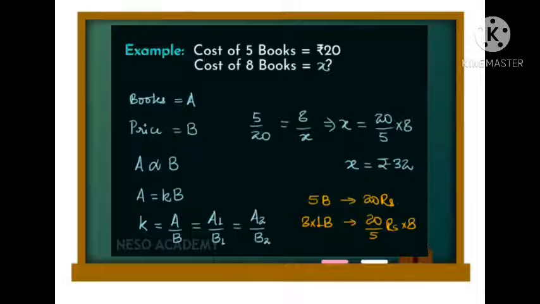The same answer you can have following the unitary method as well. 5 books is equal to 20 rupees, so 1 book will be 20 over 5 rupees, and therefore 8 books will be equal to 20 over 5 rupees multiplied by 8, giving us 32 rupees.